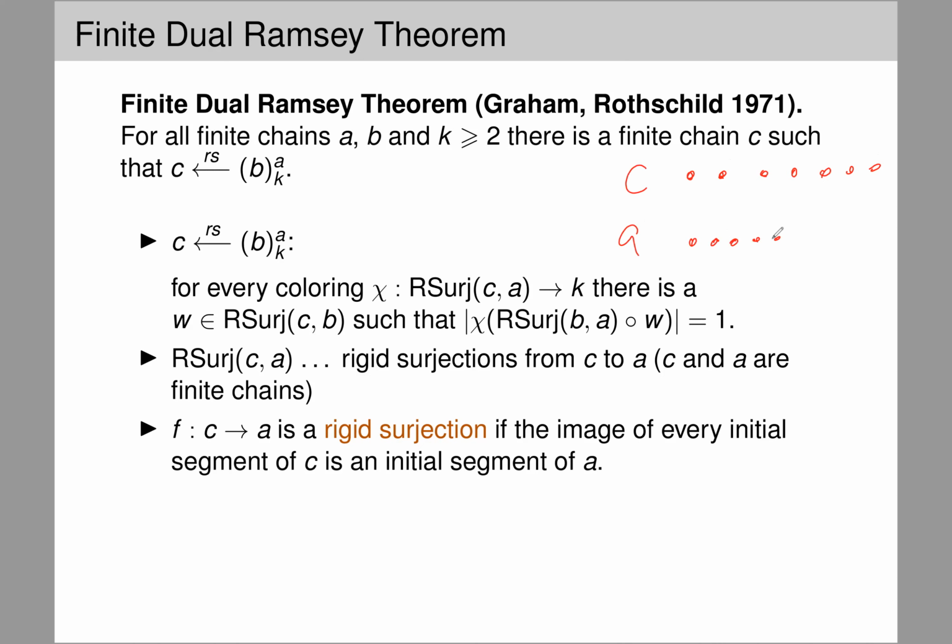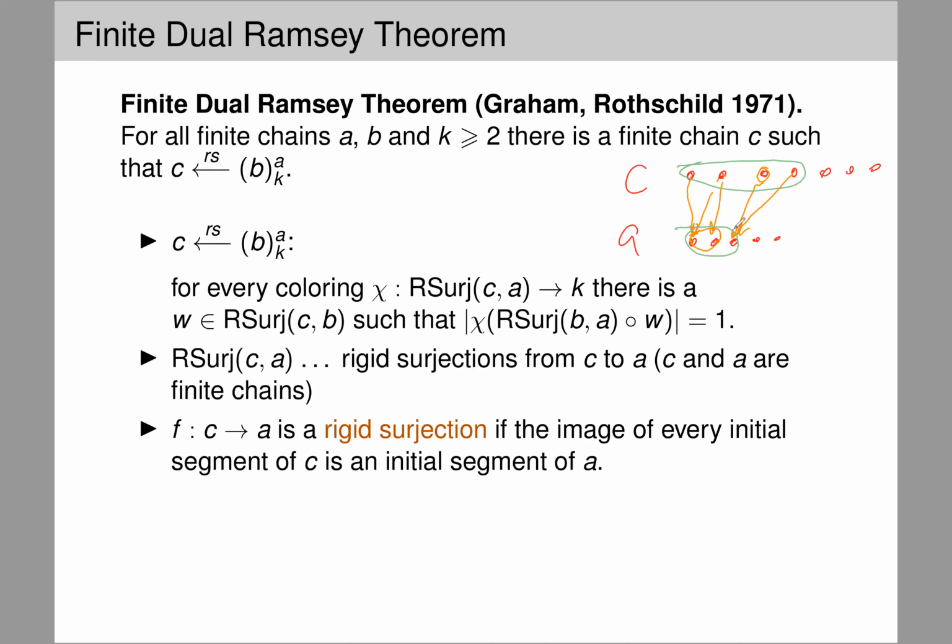And then a rigid surjection works as follows. You take the first element onto the first element, always. And then the second element can go to the first element or the next element. So it can go here or here. So the third element of C can go to any of the previous two already occupied elements, or if it decides to go to a new element, it has to choose the first free element. So a rigid surjection is a surjection such that the image of every initial segment is always an initial segment.